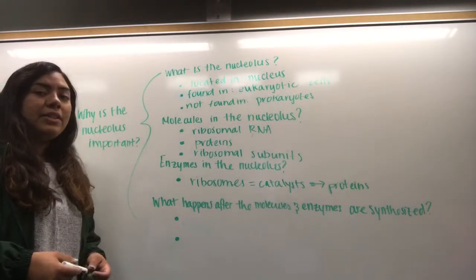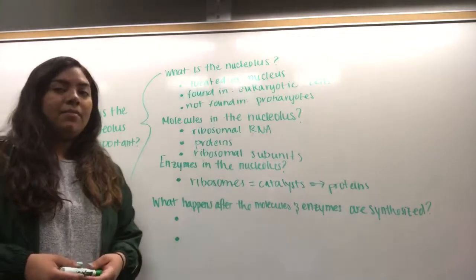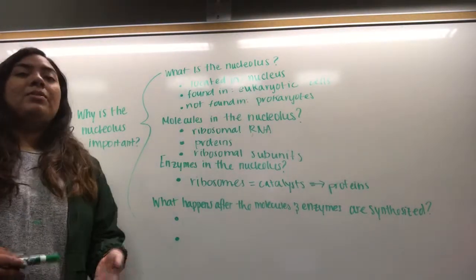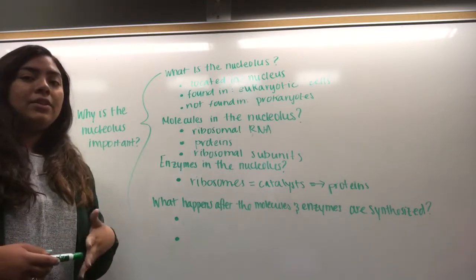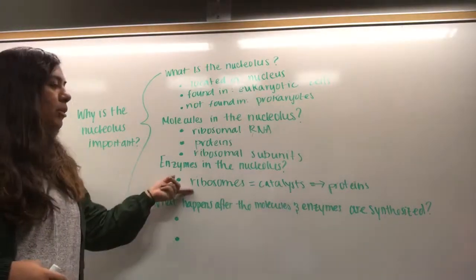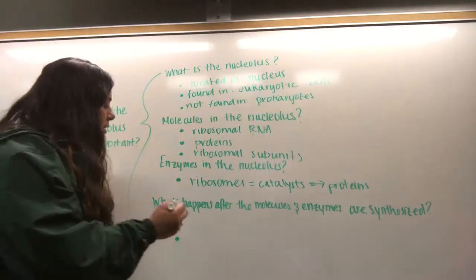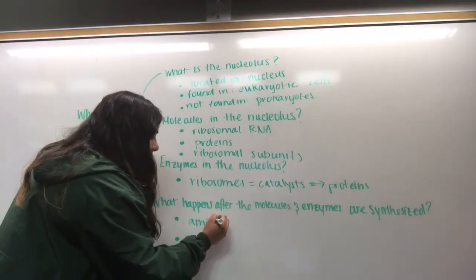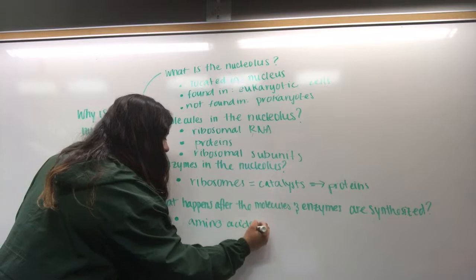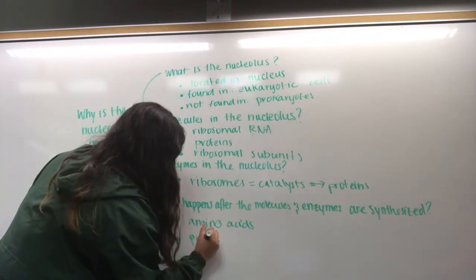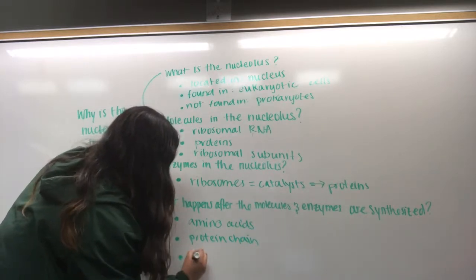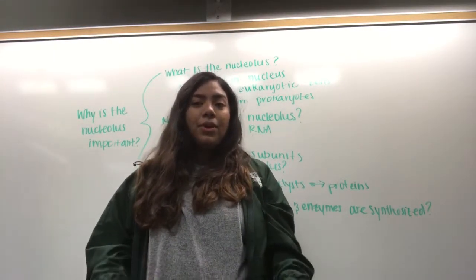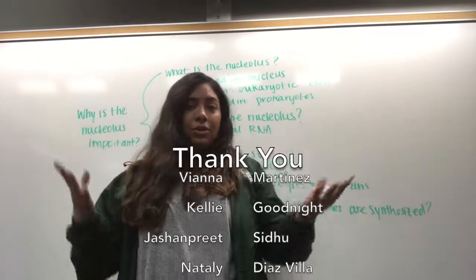So what happens after the molecules and enzymes are synthesized in the nucleolus? Well, the ribosomal subunits were the last things to be made in the nucleolus. These ribosomal subunits are exported into the cytoplasm to form ribosomes. The ribosomes are catalysts, and so they can catalyze the amino acids to a protein chain. And essentially, they help out with making proteins. So hopefully now everyone realizes why the nucleolus is so important and why it is an essential component to our cells.